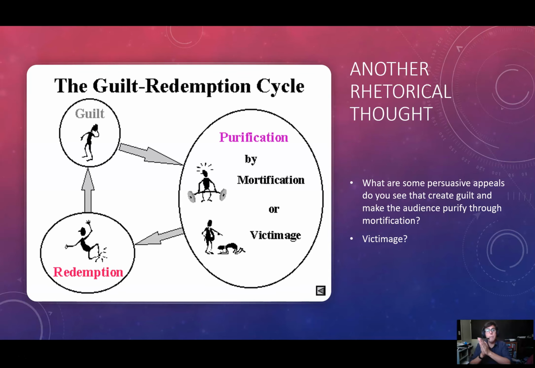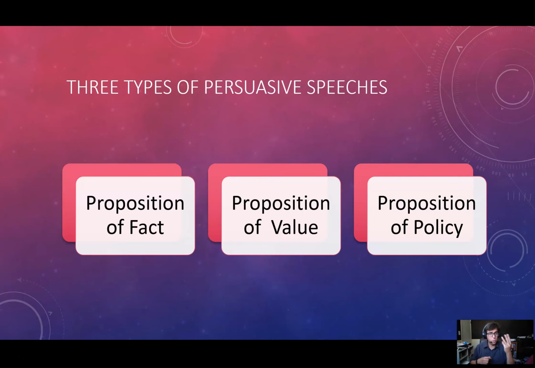So we've just talked about ways to adapt to the audience. Next, we are going to be talking about the three types of persuasive speeches: propositions of fact, value, and policy.